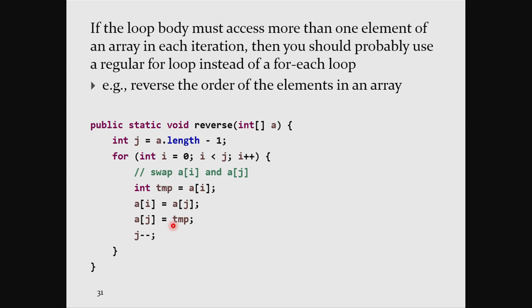So i is counting this way. j is counting this way. i gets updated up here. j gets updated down here. Which looks a little inconvenient, but I'll show you something in a second. So j minus minus is decrease the value of j by 1.